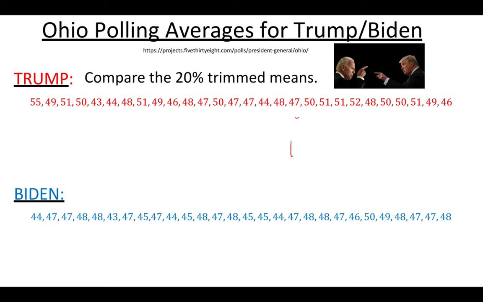This is the polling data that we talked about. I'm looking at the percent for Trump and percent for Biden in Ohio. And we're going to compare 20% trimmed means. The original means that we got for this, for Trump, his original mean was 48.64. And for Biden, his original mean was 46.67. So let's see how much those change or if they change.